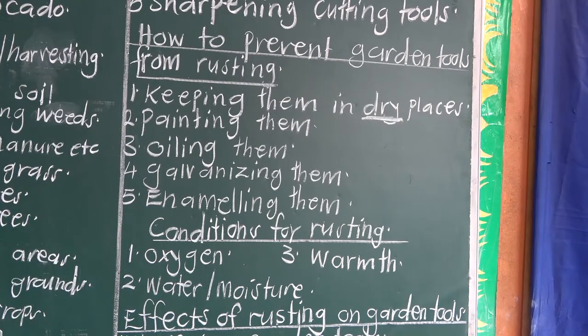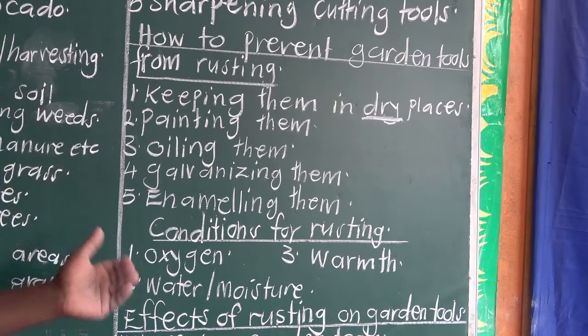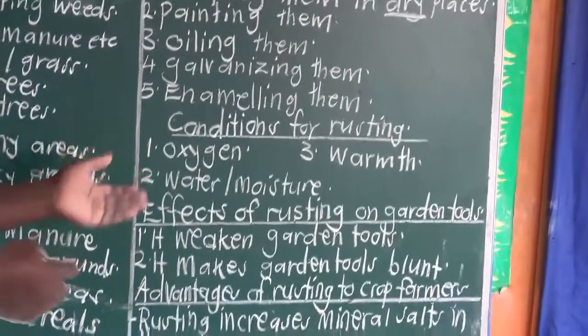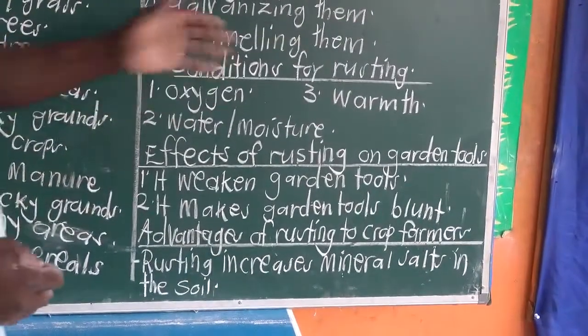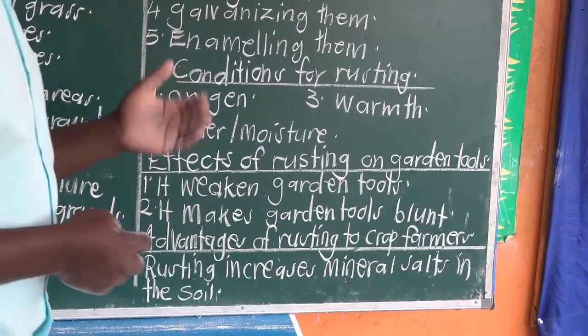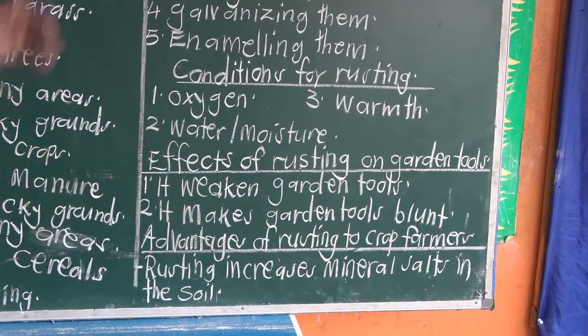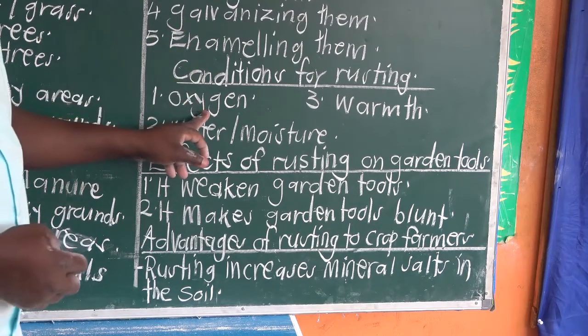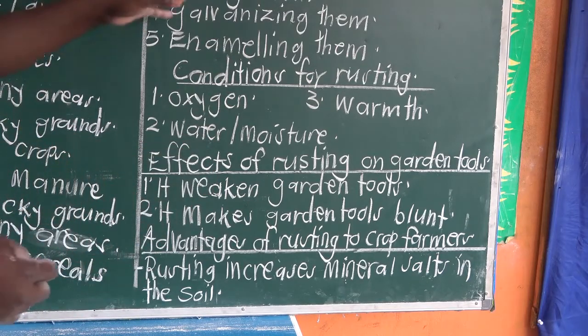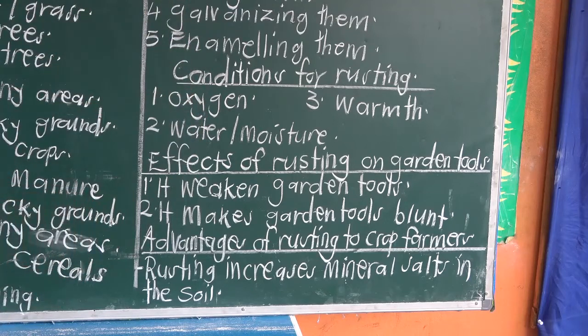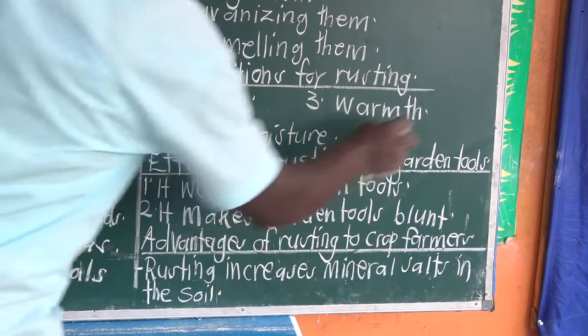Then we have conditions for rusting. We have oxygen, water or moisture, then warmth. Oxygen, warmth, then water or moisture. So these are the three conditions for rusting to take place. And how does painting prevent rusting from taking place? Paint cuts off oxygen and water from reaching the metal. So these are some of the conditions for rusting to take place.